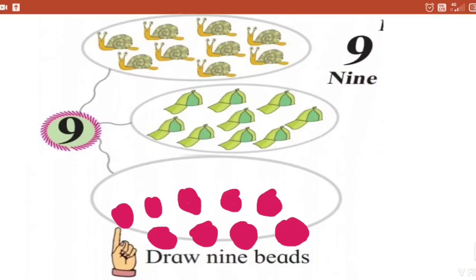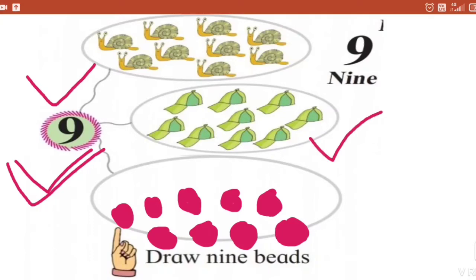So dear students, 9, this is number 9. 9 snails, 9 caps and 9 beads. Have you understood? Very good.